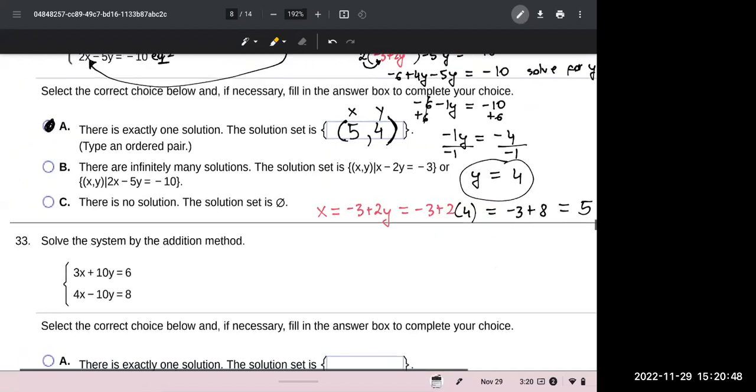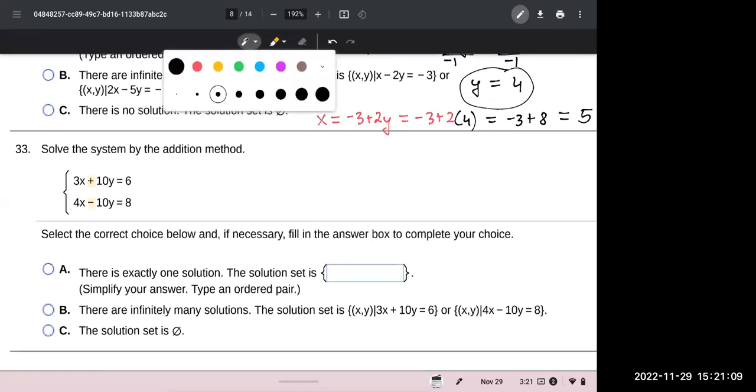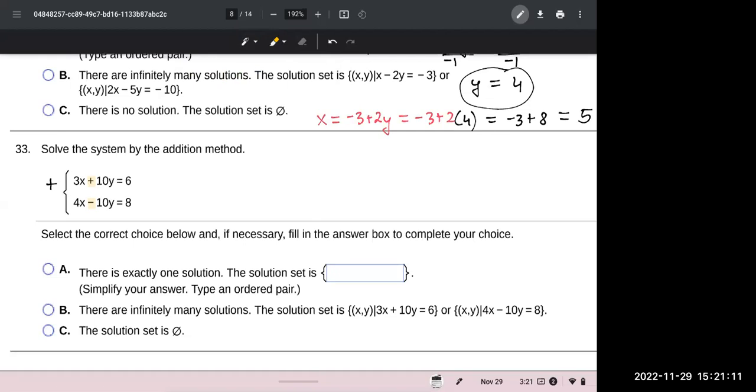Okay, next one, you have to solve the system by the addition method. What is nice about this system is that when you use the addition method, you want to add equations together and make sure that one of the variables has opposite coefficients. So here the system is nice because they give you the opposites already. So you're ready to add equations. You have positive 10y and negative 10y, so we're ready to add equations because y will cancel.